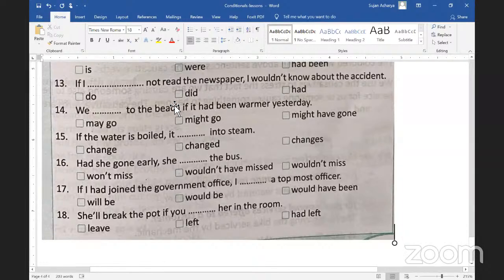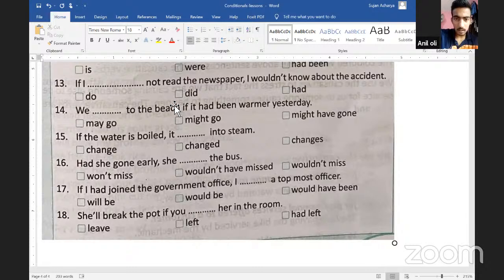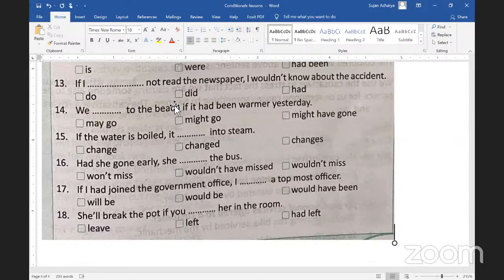If it had been warmer yesterday, we might have gone. Had plus V3 means past perfect. Which conditional sentence? Third conditional. We might have gone. Might have gone.